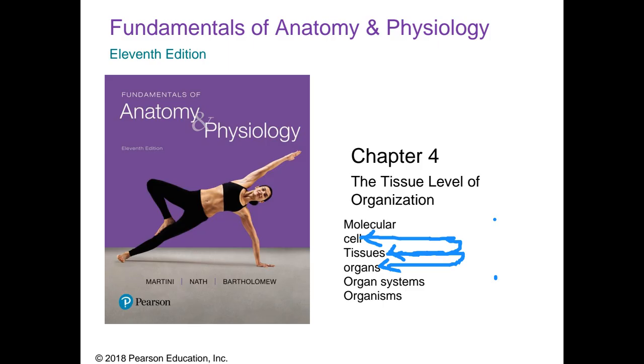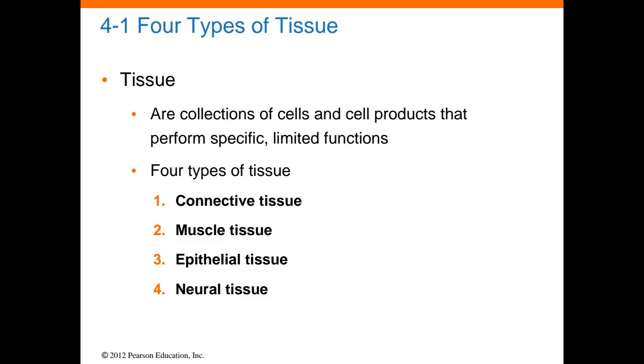Okay, so we have 4 types of tissue, 4 main categories of tissues: connective, muscle, epithelial, and nervous tissue. Nervous tissue is also called neural tissue. With connective tissue, it's actually the most complex type of tissue, so that's what I choose to start with.